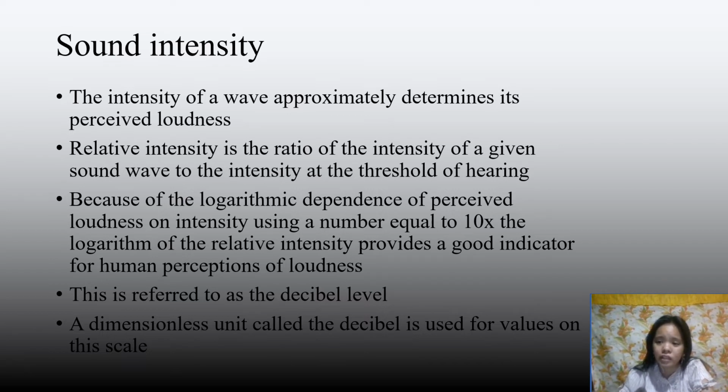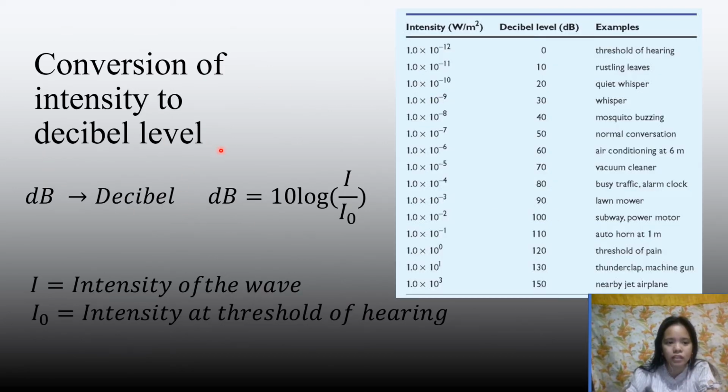However, loudness is not directly proportional to intensity. The reason is that the sensation of loudness is approximately logarithmic in the human ear. So this is the conversion of intensity to decibel level. Decibel level is 10 log of I over I0, where I is the intensity of the wave, while I naught is the intensity at the threshold of hearing.